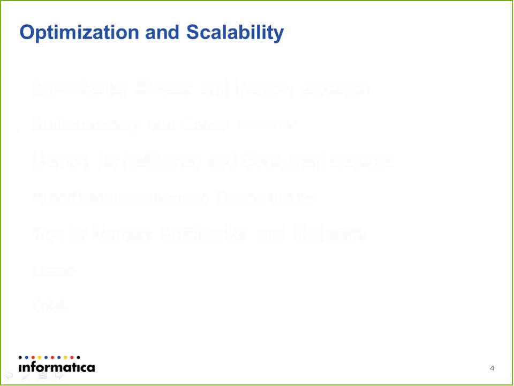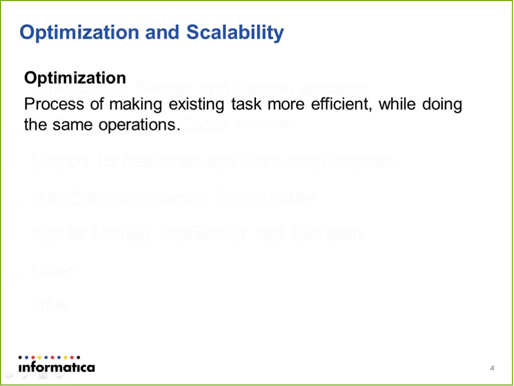Before understanding the auto memory settings and their role in optimization and scalability, let's try to understand what these terms are and how they are different. Optimization is the process of making an existing task more efficient while doing the same operations. This can be related to the process of improving the session performance with respect to PowerCenter. There are external and internal factors such as database, network, system configuration, CPU, physical memory, etc., which need to be considered. Tweaking memory settings plays a major role in finding the best possible performance for a session.